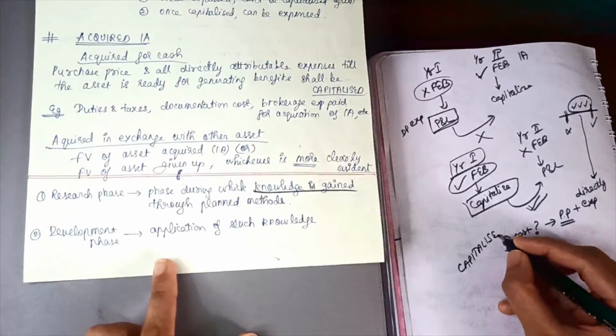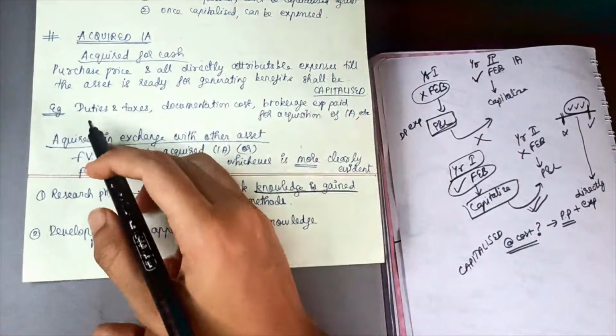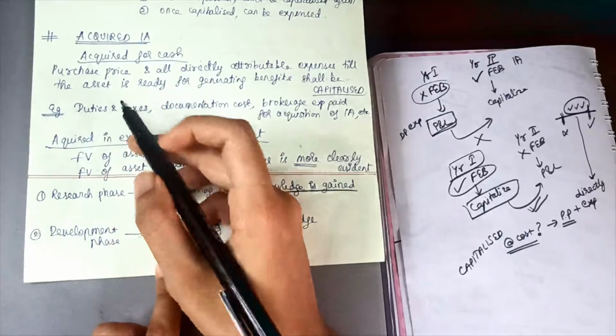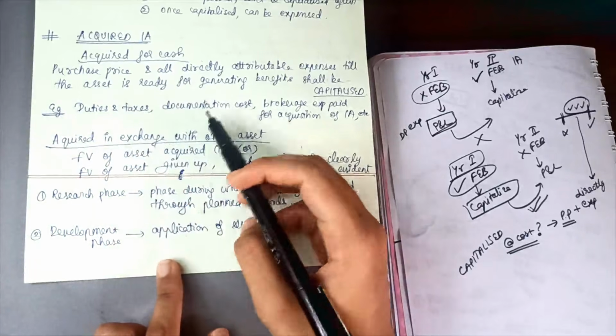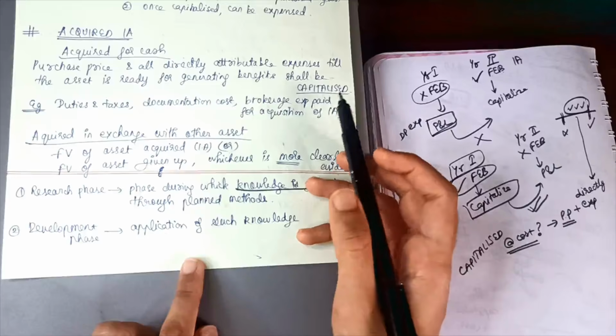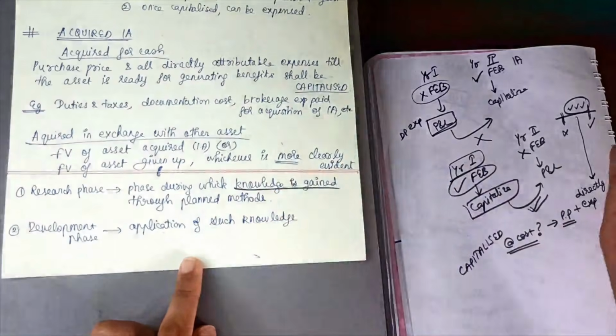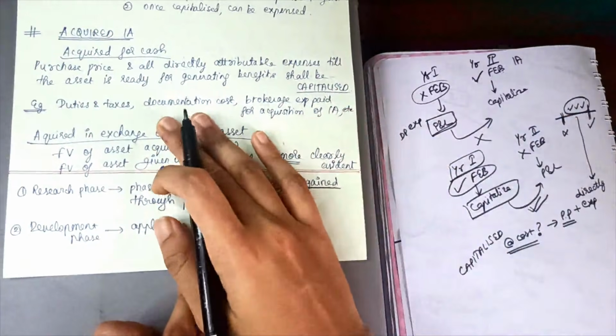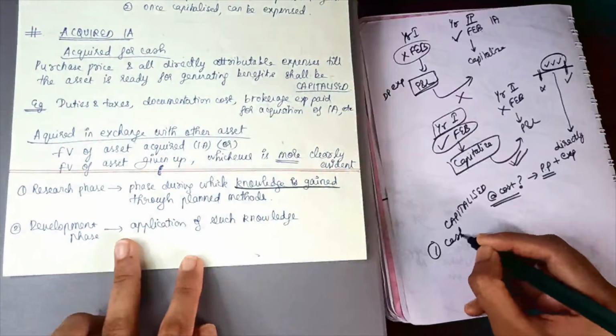Next, some examples of directly attributable expenses: duties and taxes you might have paid, some documentation cost you have paid to acquire the asset, or some brokerage expenses which you have paid to acquire the asset. Everything would be included here. Okay, acquired for cash, we are done with this.